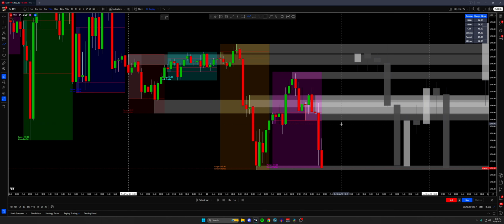It can break through and use it as support. Or price can just completely exhaust and consolidate inside of it. So let's see what price does as we move through time and create our lower time frame MCR session.